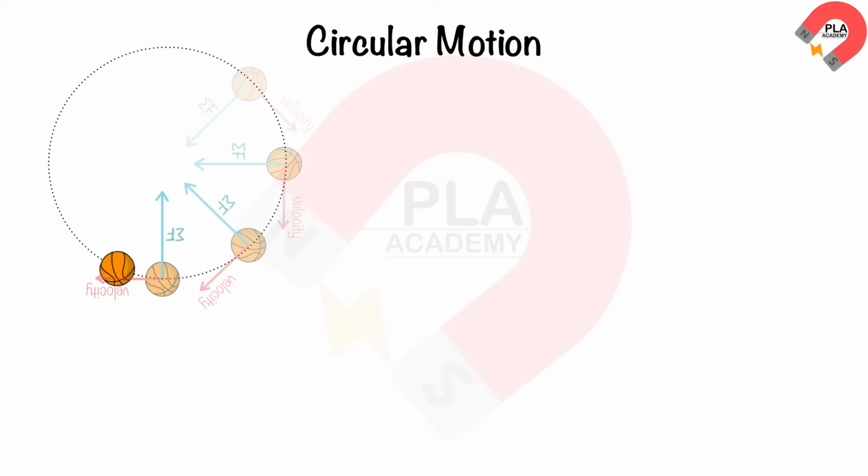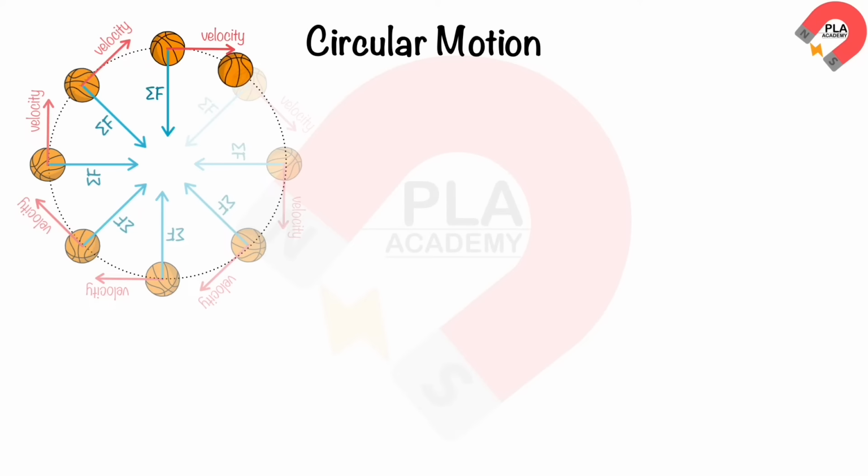Circular motion. When a resultant force, or sigma F, acts on a ball at a perpendicular angle to the direction of motion, this causes the direction of motion to change, but the speed remains constant. If this resultant force acts on a ball continuously, this causes the ball to move in a circular path, as shown on the screen. We can conclude the following about circular motion.